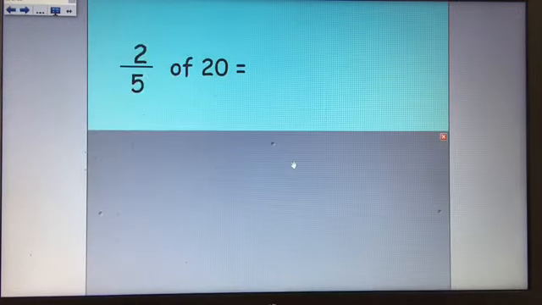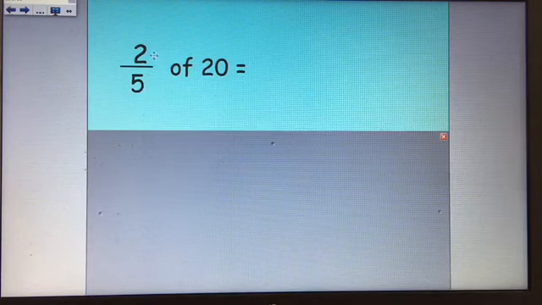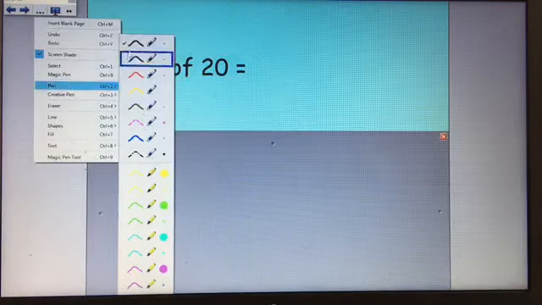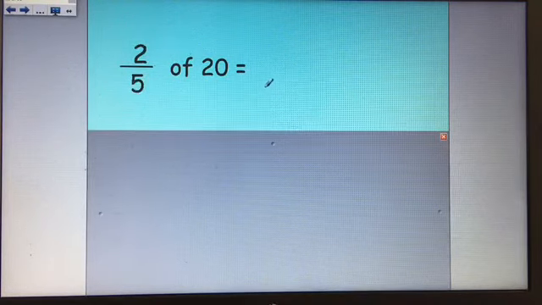Okay, so here we've got quite a straightforward fraction of an amount problem. So 2/5 of 20. Now hopefully you should know that to find a fraction of an amount, you divide by the denominator, and then whatever your answer is, you then multiply by the numerator. So 20 divided by 5 is 4, and then 4 times 2 is 8.